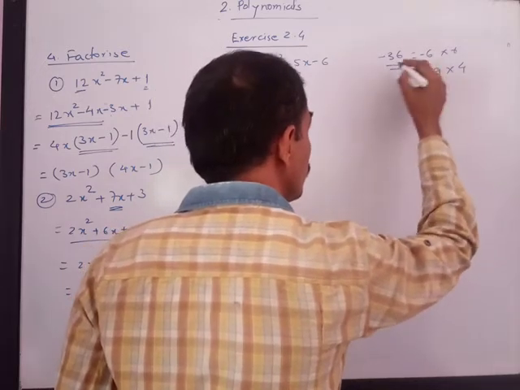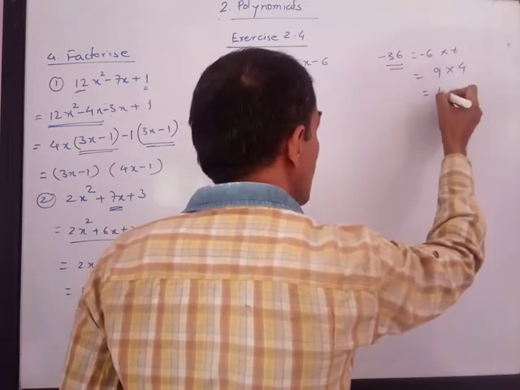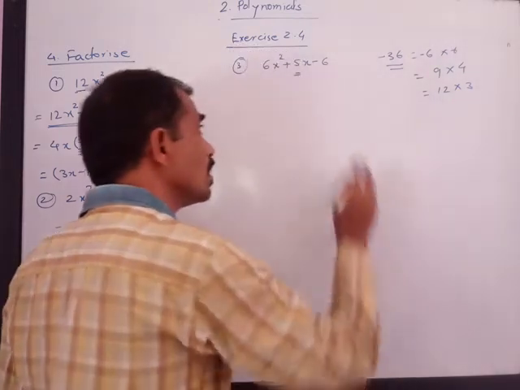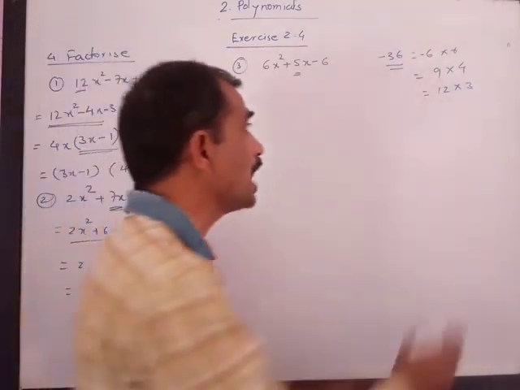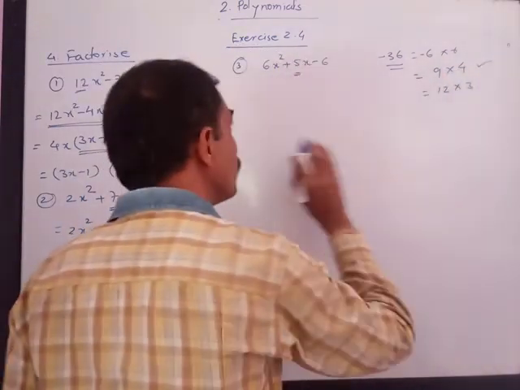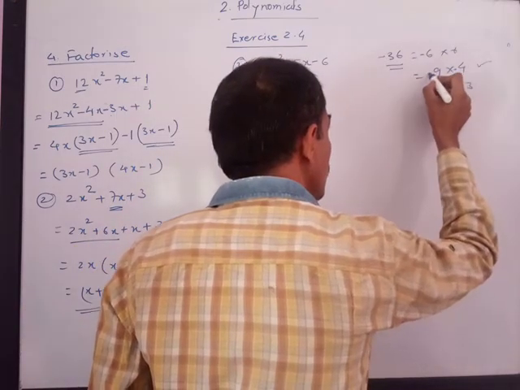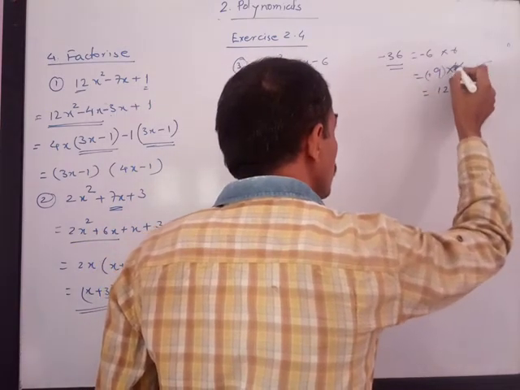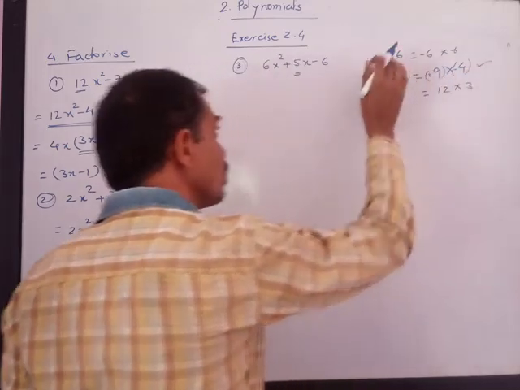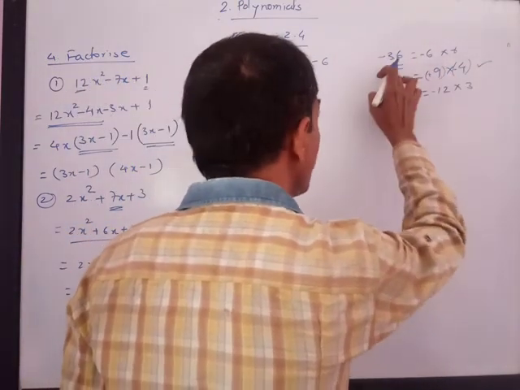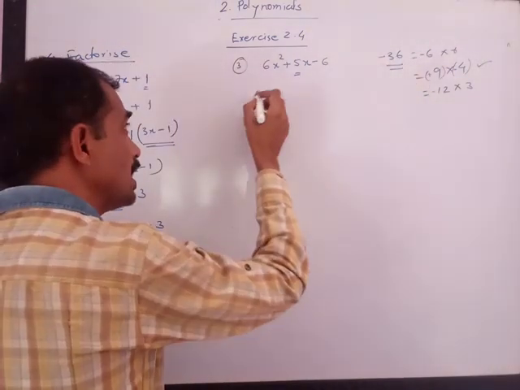Then you have 12 3s are 36. Now among this, if you take the 9 into 4, we can get the sum 5. But in this case, you must have 4 a negative sign and 9 must have positive sign. Then and then only it's possible to get the factors of minus 36. So let us split the middle term.